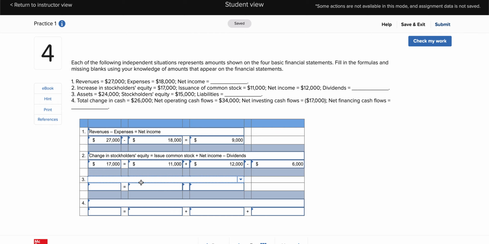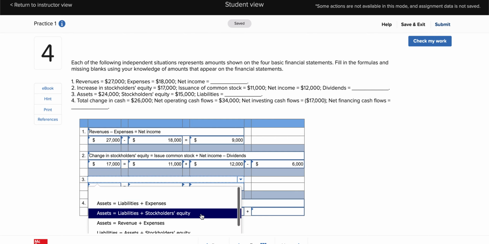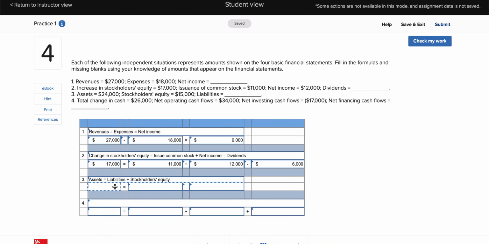The next problem says assets equal 24,000, stockholders' equity equals 15,000. What are my liabilities? So we need the formula that says assets equal liabilities plus stockholders' equity. What are my total assets here? $24,000. And that is equal to liabilities that I don't know plus stockholders' equity that I do know of 15,000. And the liabilities in this case have to be what? $9,000? Because 9,000 plus 15,000 is equal to 24. Or another way to do that is 24 minus the 15 equals 9.